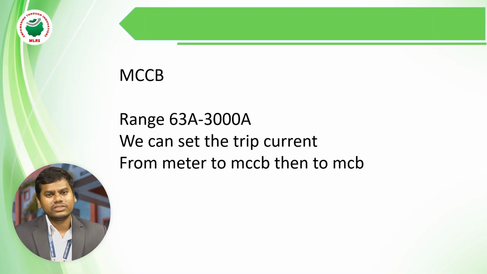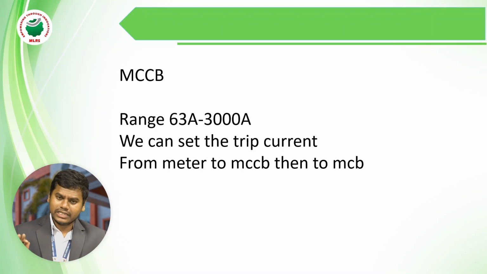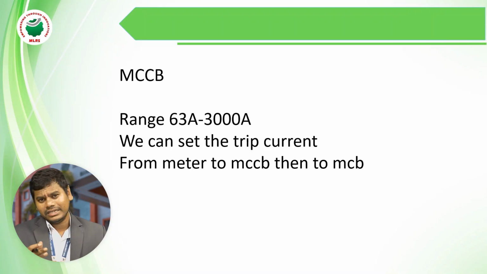Next we are taking MCCB. MCCB is nothing but molded case circuit breaker. Basically, the MCCB range is 63 amperes to 3000 amperes. But in MCCB we can set the range.